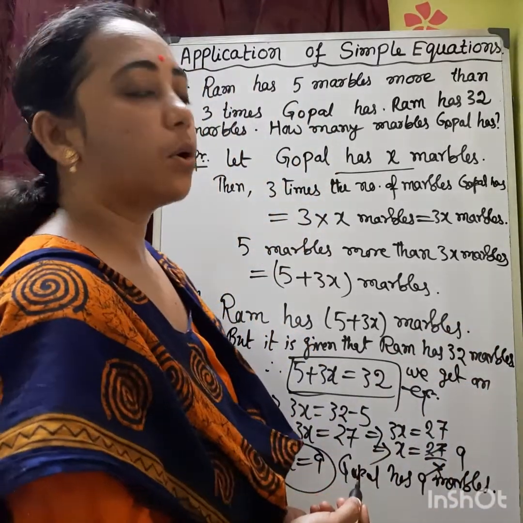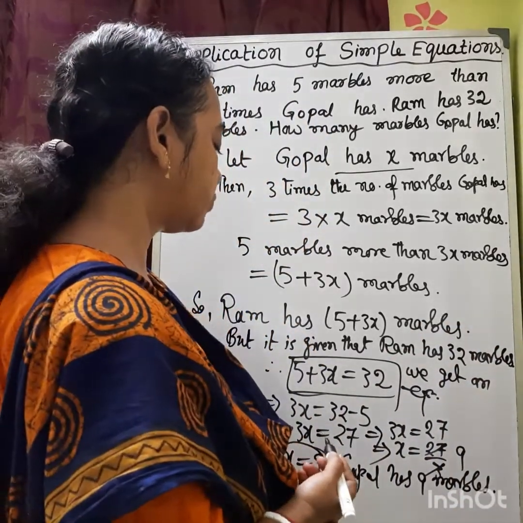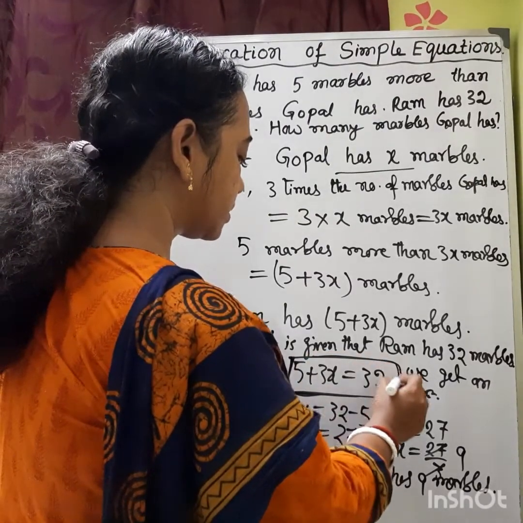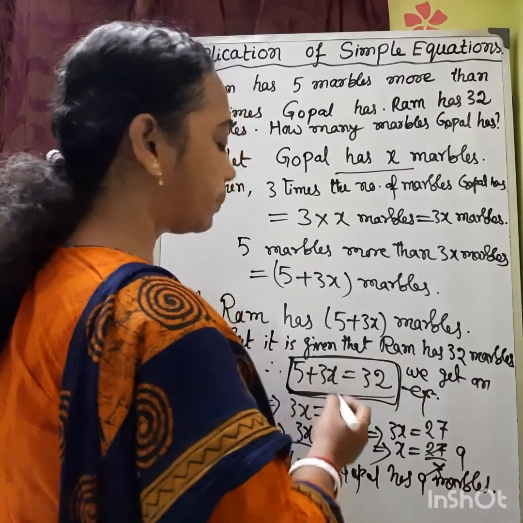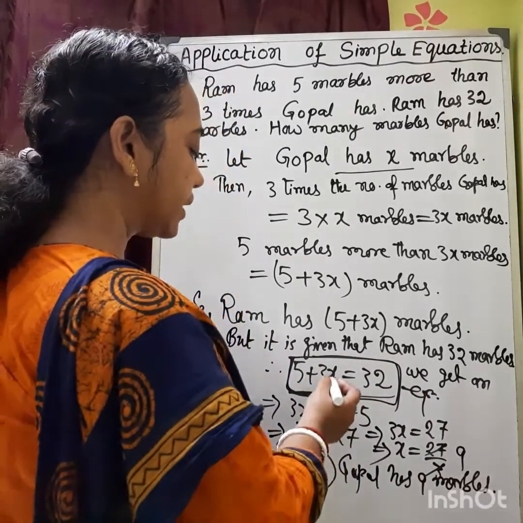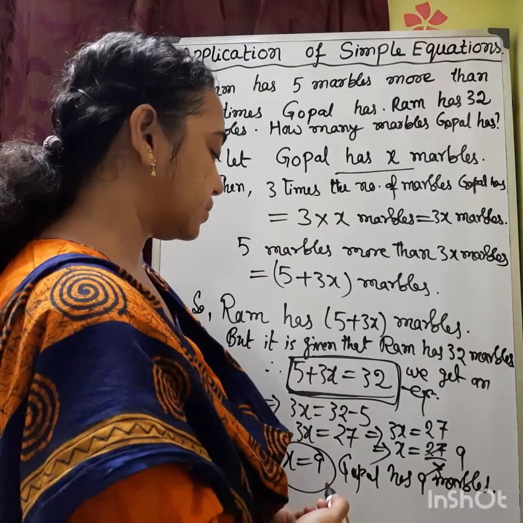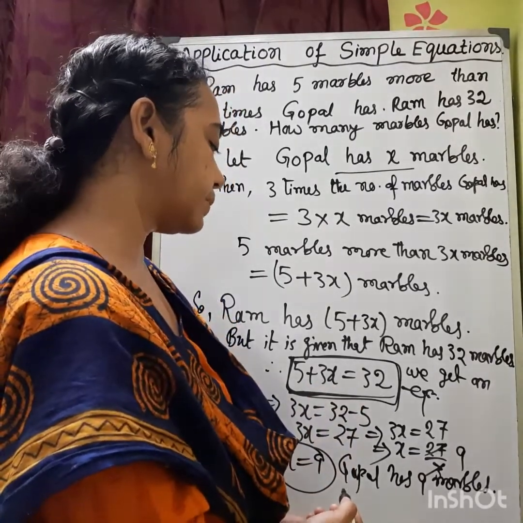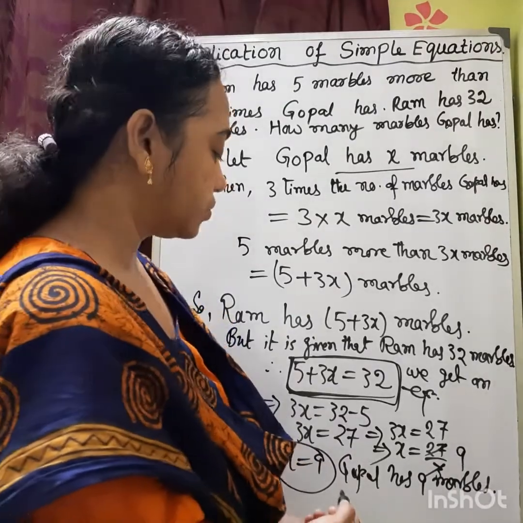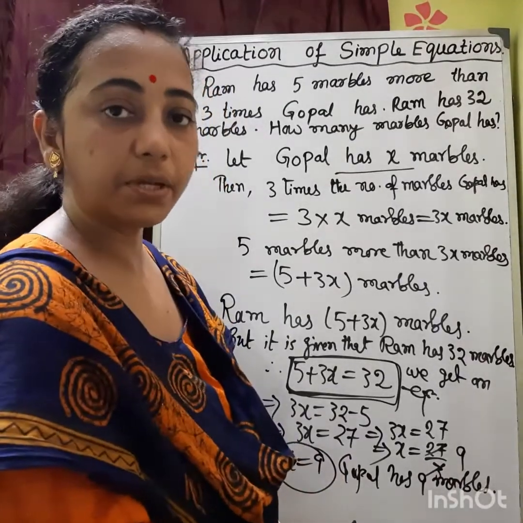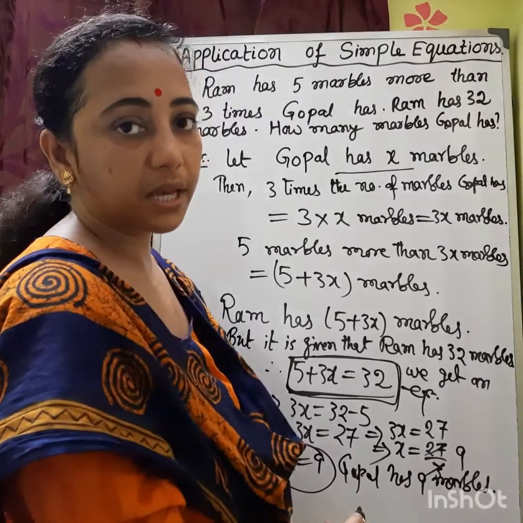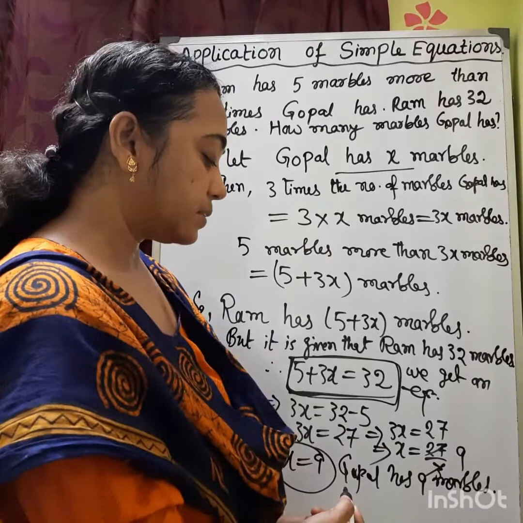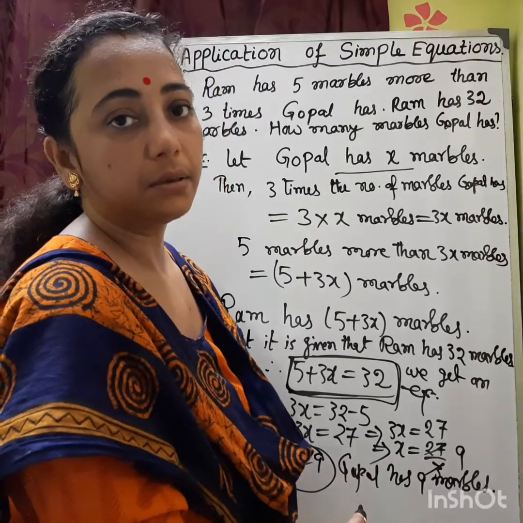But let us check whether our solution is correct or not. For that, we will just put the value of x in the left hand side of the equation which we got here, that is 5 plus 3x is equal to 32. So put x is equal to 9. So 5 plus 3 nines are 27, we know. So 27 plus 5, it is coming 32. So that means both the sides we are getting the same result. So our calculation is correct. So the solution is also correct. So we can say that hence Gopal has 9 marbles.